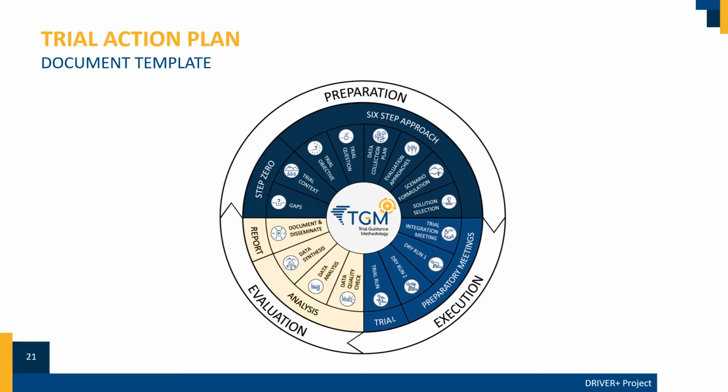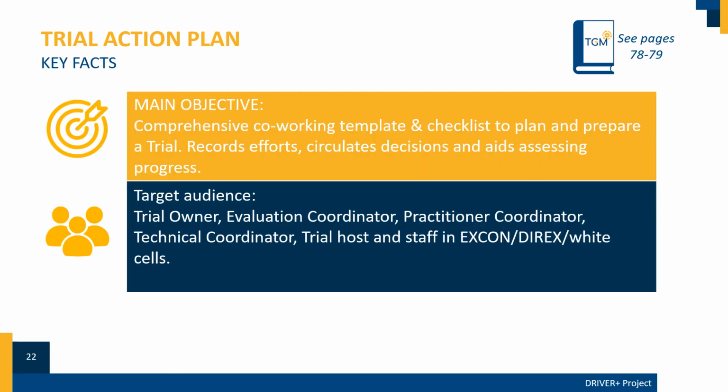The Trial Action Plan is a comprehensive co-creation template tailored to help with planning and preparing a trial in the preparation and execution phases. The main objective of the TAP is to record efforts, circulate decisions, and keep track of your progress. This tool should be used by the trial owner and all coordinators, the trial host or venue manager, solution providers, and other supportive staff.